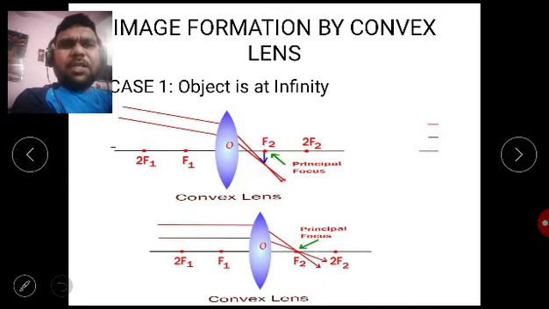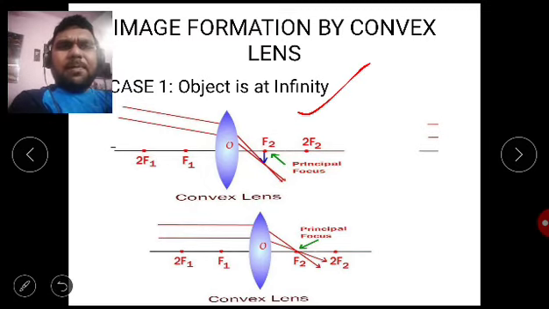So we will start with the first case, when object is at infinity. Whenever rays of light come from infinity, they will be parallel rays. Always remember, when light comes from infinity, it will be parallel rays, and parallel rays of light also meet at infinity. These two properties you have to understand in optics.